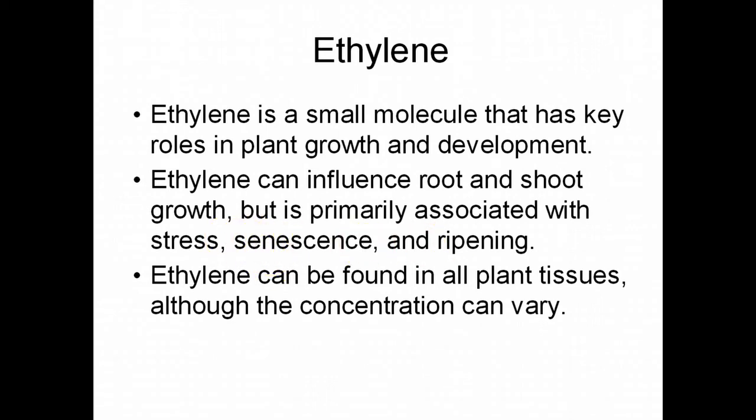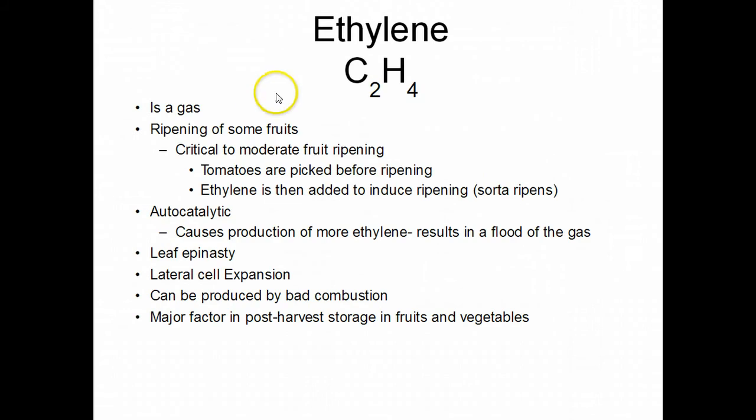Senescence, ripening, we see that. C2H4 is what ethylene is. It is very important. The classic, of course, is tomatoes. Another very important thing is ethylene causes ethylene to be produced. It's autocatalytic.